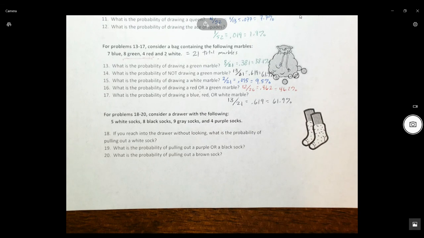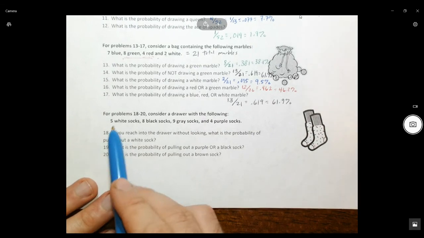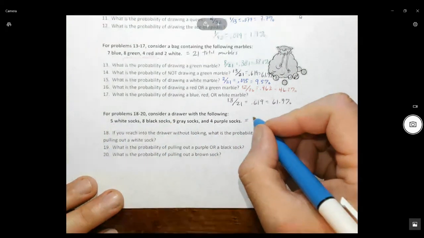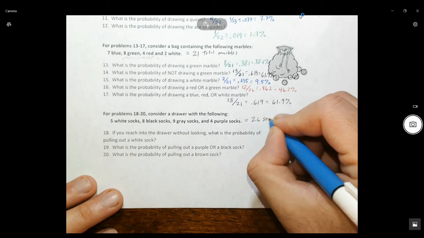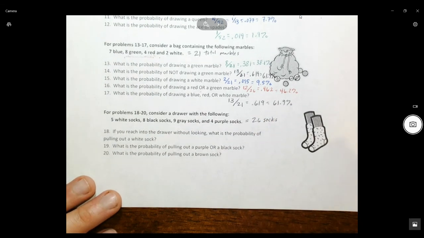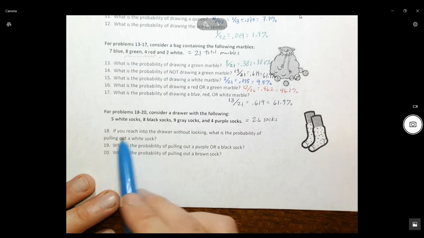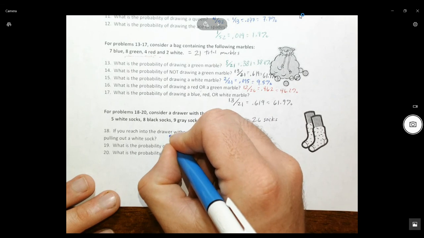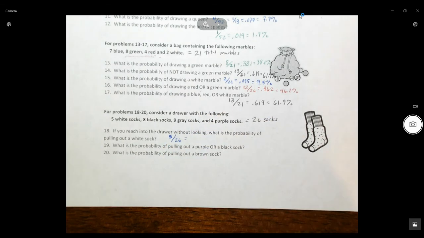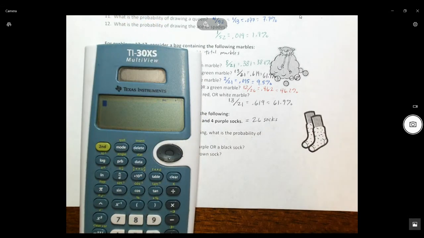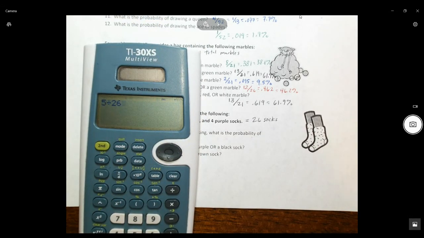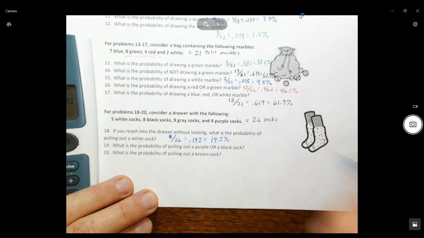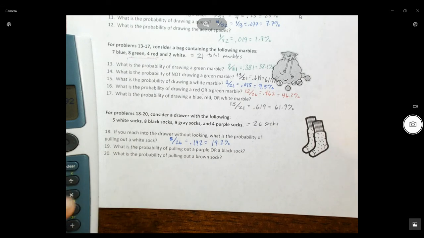Okay, last one. Socks. Same situation as the marbles, just different item. So we want to find the total first. So 5 plus 8 plus 9 plus 4 gives us 26 total socks. So that's going to be our denominator. Alright, when you reach into the drawer without looking, what is the probability of pulling out a white sock? Well, we have 5 white socks out of 26 total socks. So I can plug 5 over 26 in and get 0.192, which is 19.2%.